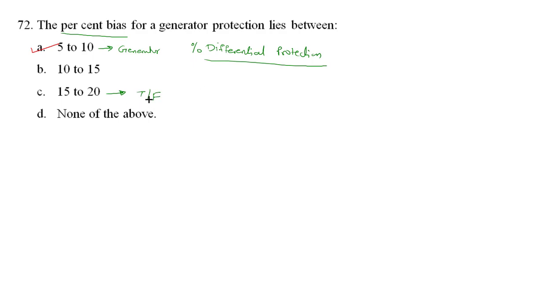So for transformer, chances of spill current during external fault is more, therefore we need to keep more percentage bias, or in other words we should have more restraining torque so that relay should not operate for external fault. In case of generator there is no change in the voltage level, therefore the chances of spill current are less, so small bias setting is sufficient. So we keep a setting of 5 to 10%. And what is the bias? Already we discussed in one of the videos. It is a ratio of NR by NO, number of turns of restraining coil and number of turns of operating coil. So this ratio is known as a bias.